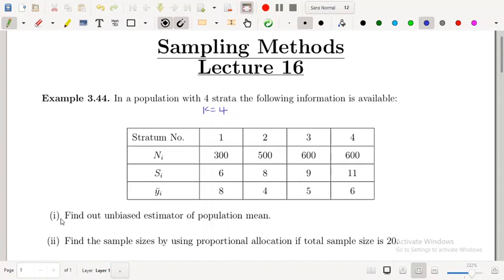Now here they ask to find the unbiased estimator of population mean. Means we want to obtain the unbiased estimator of population mean. You know, the unbiased estimator for population mean is the sample mean. So the sample mean in stratified random sampling is y bar st. Means actually we want to find y bar st. So the formula for y bar st is 1 upon n summation i running from 1 to k Ni into y bar i.